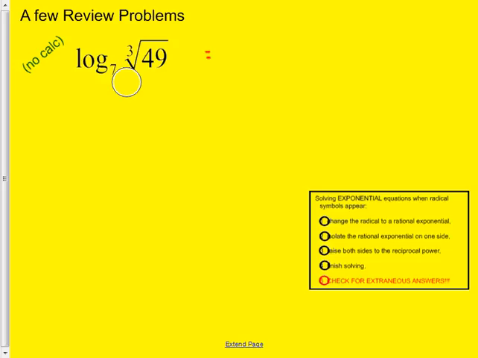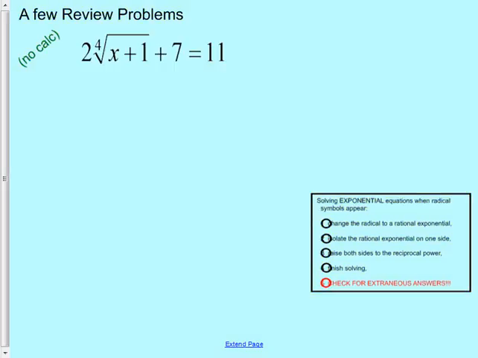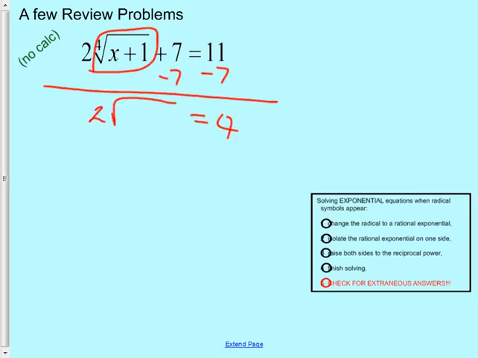All right, next one. This is the clump. Get the clump alone, because you can't get rid of that square root until you've got the clump alone. Miss W, what's first? Agreed. Did you get 4? And then you divide it by 2. Did you get 4th root of x plus 1 equals 2?